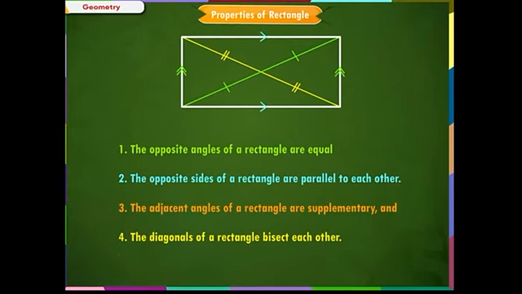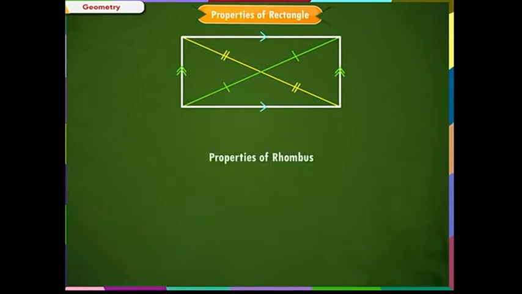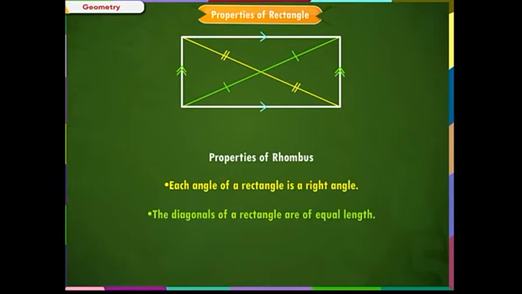Apart from these properties, there are two exceptional properties of rectangle, like rhombus. These are: each angle of a rectangle is a right angle, and the diagonals of a rectangle are of equal length.